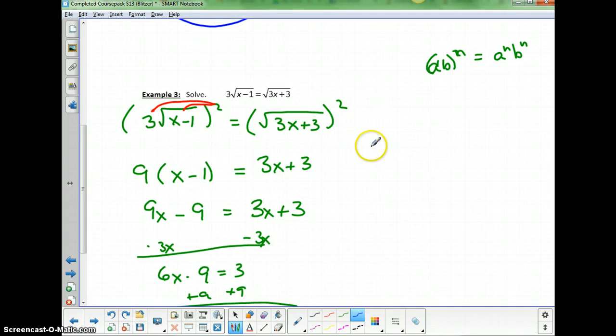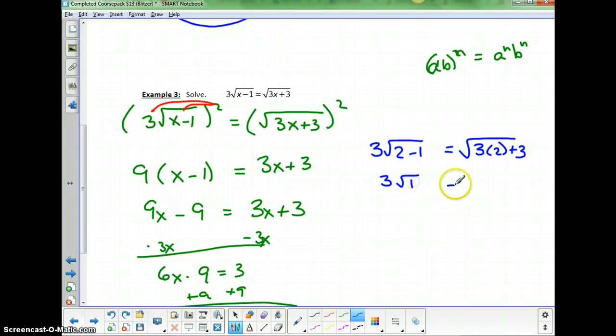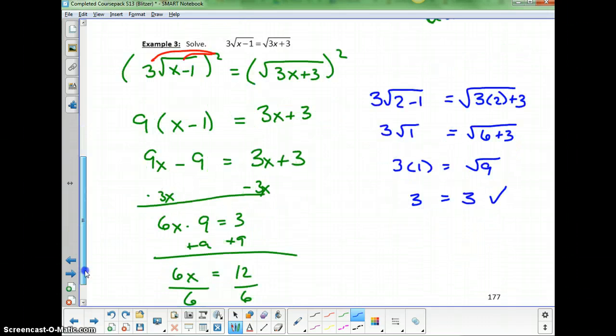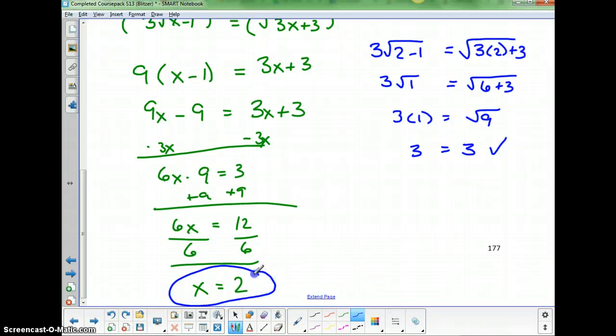So back to the original. 3 square root of 2 minus 1 equals square root of 3 times 2 plus 3. So this is 3 times the square root of 1, is it equal to the square root of 3 times 2, which is 6, plus 3. So that's 3 times 1 equals the square root of 6 plus 3, which is 9. So I've got 3 equals 3, and that one does check as well. Only after I check can I be guaranteed that that really is an answer and I don't have a no solution type of situation. Okay, let's go on to the next one.